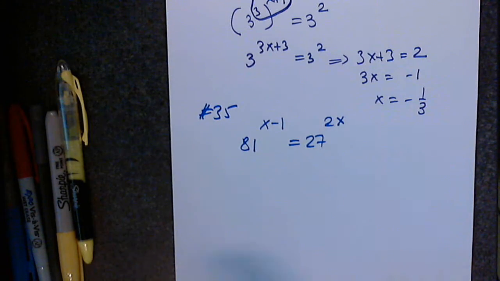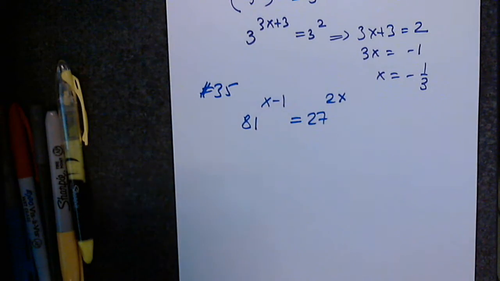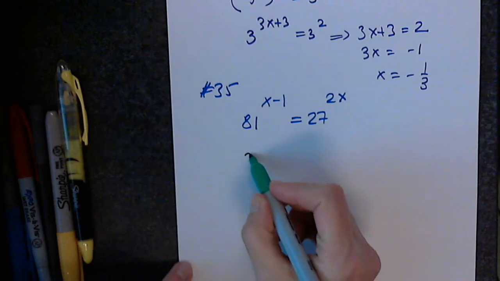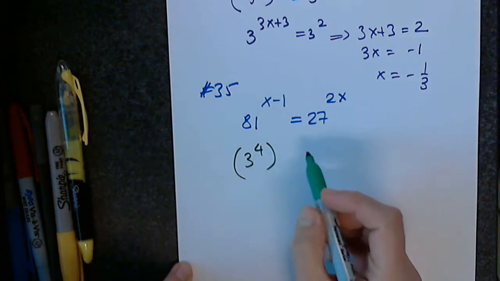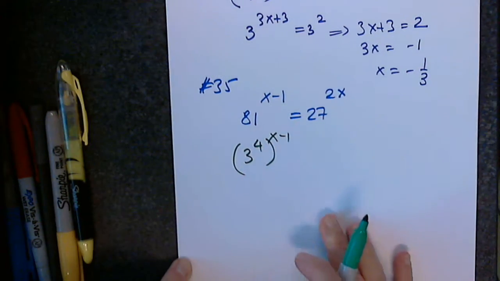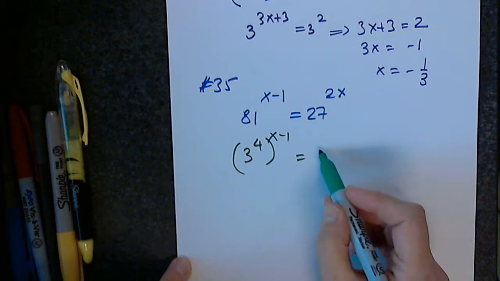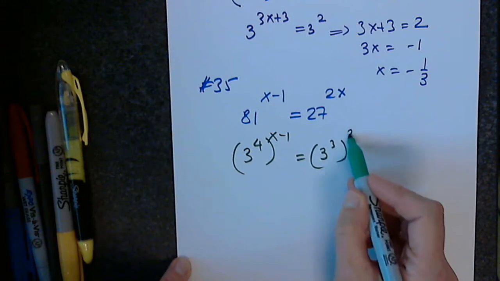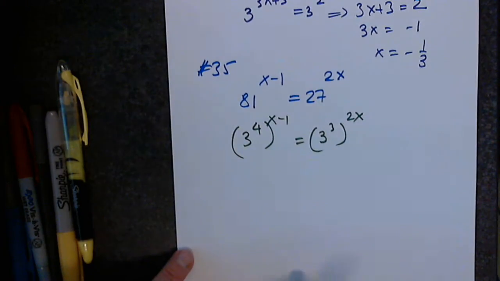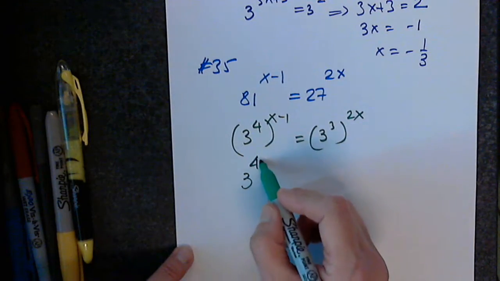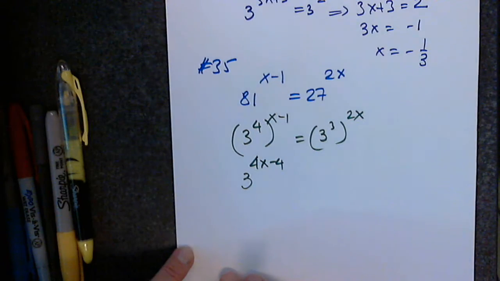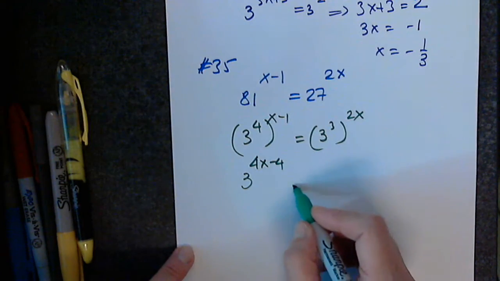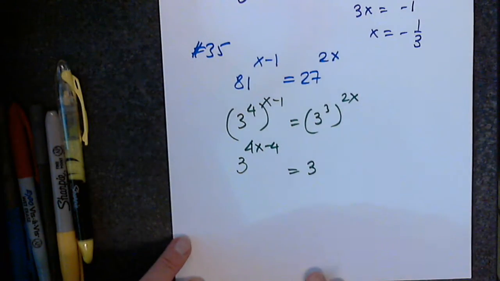Okay. Can anyone tell us how to rewrite the left-hand side? Do you all agree with 81 being 3 to the 4th, and 27 as being 3 cubed? Good. Now I copy the base. Do you all agree with 4x minus 4 as the power on the left-hand side? Okay. And then copy 3.